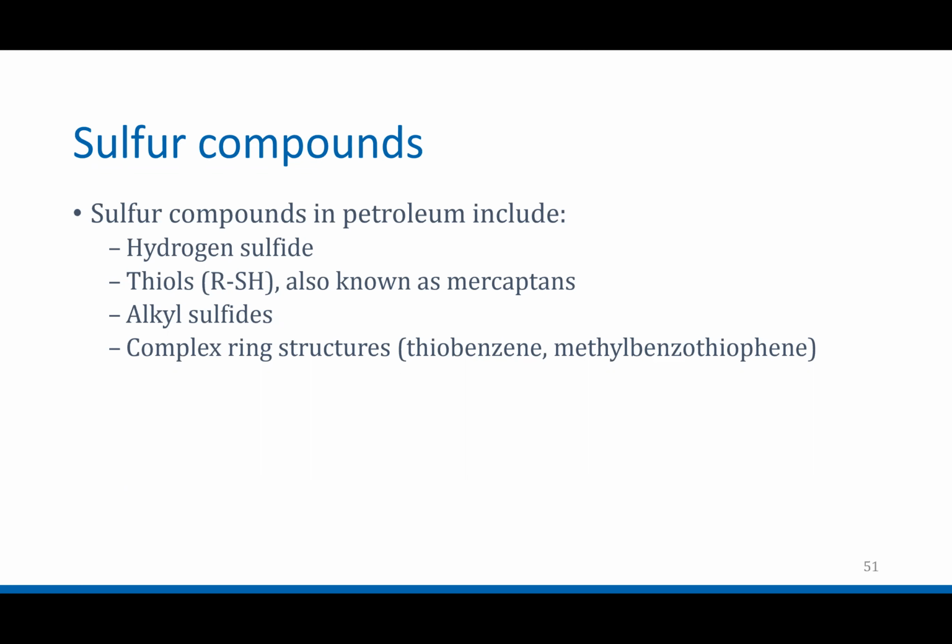But common sulfur compounds, well, there's really one I would memorize. Hydrogen sulfide is very common. Other ones can include thiols. Thiols, remember, are a functional group that has S and H, like an alcohol, but instead of OH, SH. Alkyl sulfides, this just means a carbon chain with a sulfur in it, or complex ring structures that have sulfur in it, so thiobenzene or methylbenzothiophene, some crazy names of compounds. They're very complex. The only sulfur compound I would worry about is hydrogen sulfide.